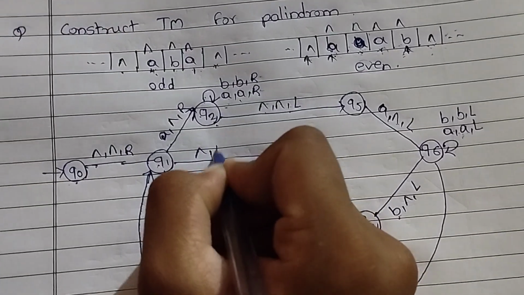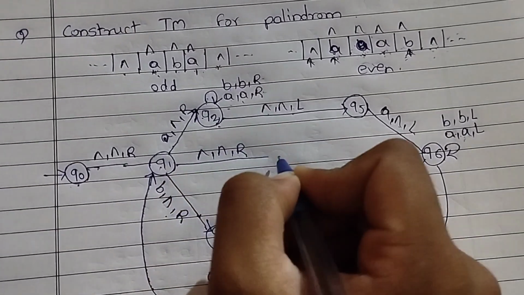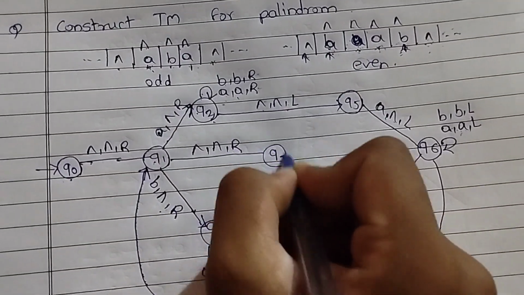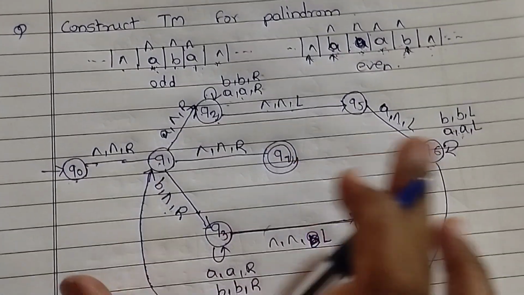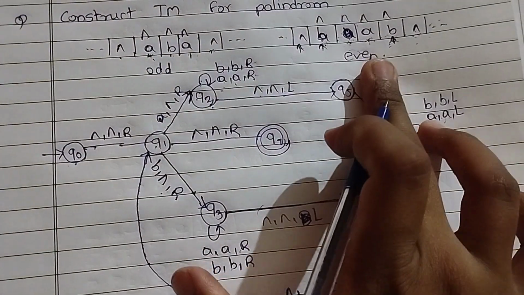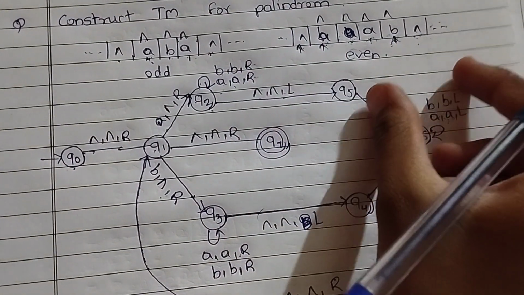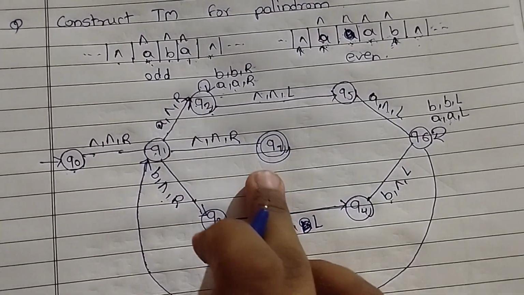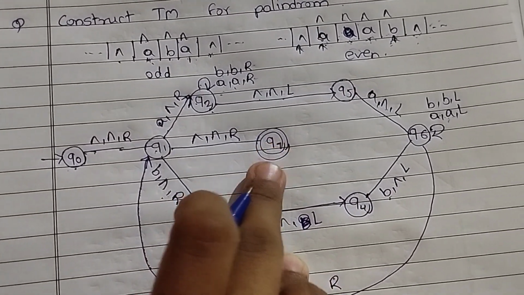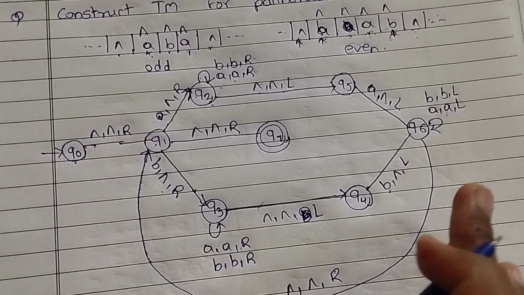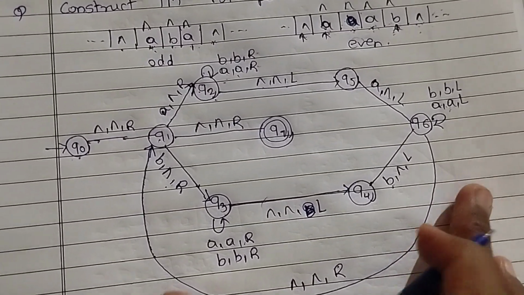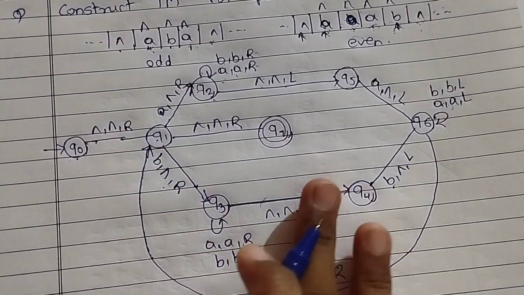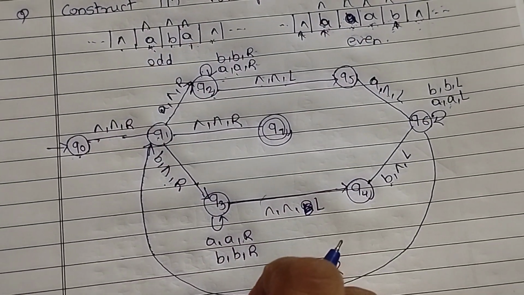So null, keep null as it is and move to the right, and here we are in the final state q7. So this is the Turing machine we draw for the even palindrome. If you put any palindrome here, then in the same way we come to the final state at the end. So this is for the even. Now just by using some changes, we add all palindromes in the same Turing machine.